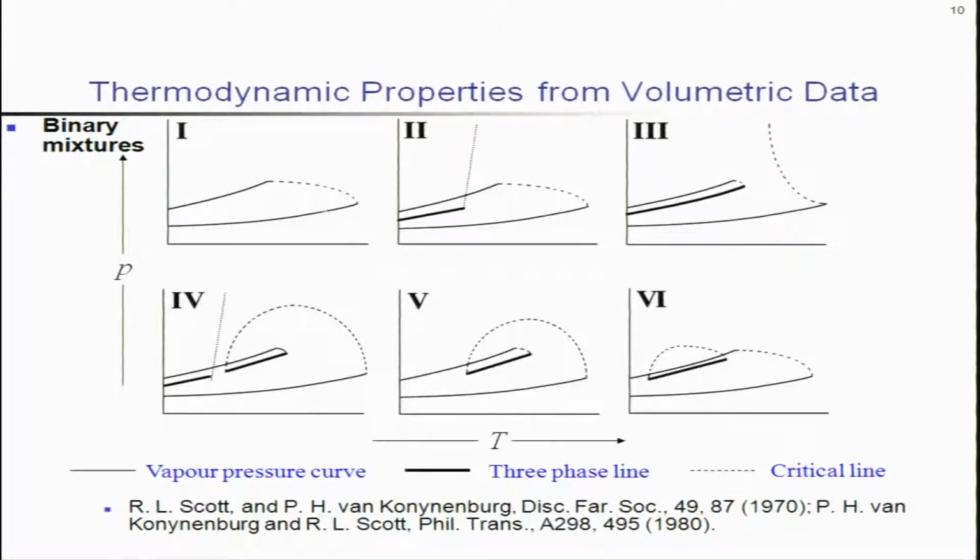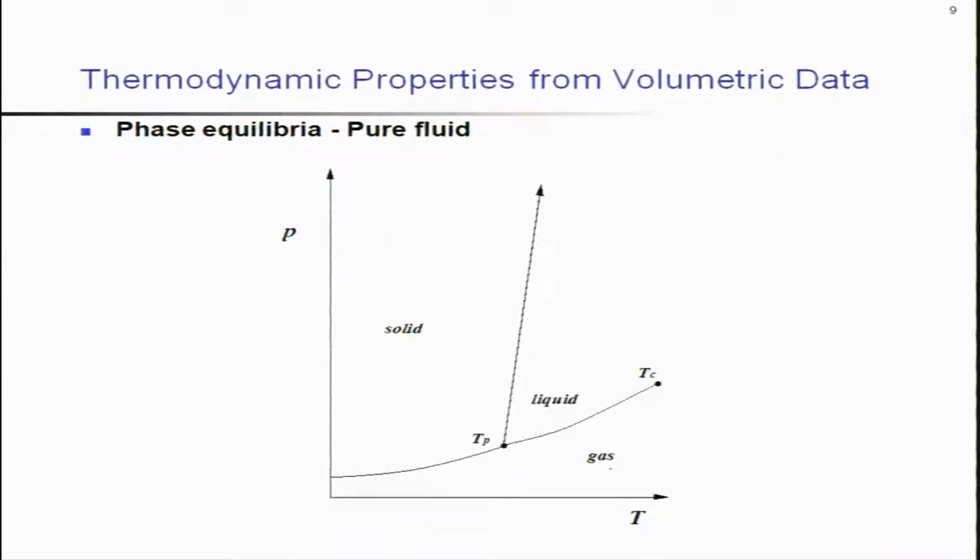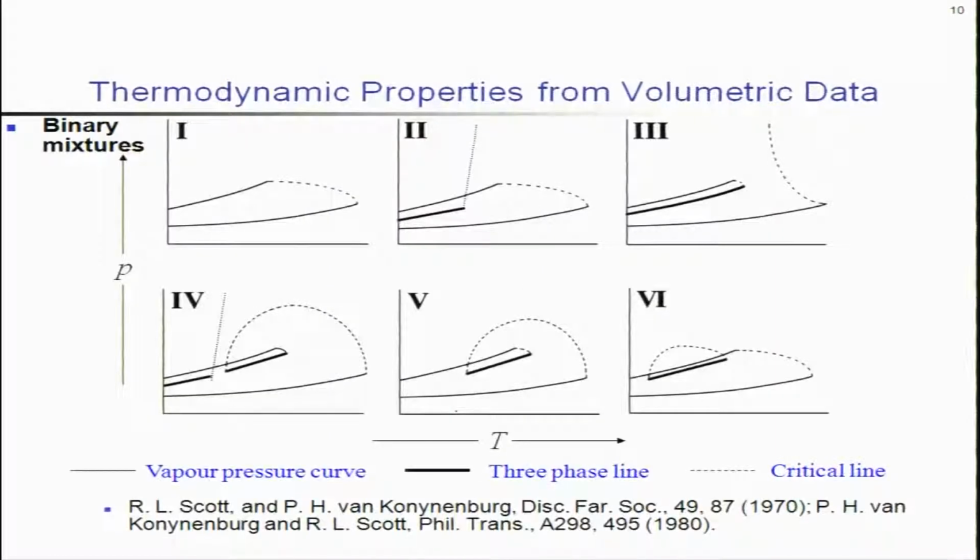Now, in addition to the vapor pressure line and critical line, you have the three-phase line where three phases coexist. Again, remember that for a pure fluid this is only one point as far as three phases are concerned on a PT diagram. But here there will be a line of such points, which is called the three-phase line, and that again depends on the composition. So, this is what we are drawing here, and different types would lead to different types of binary mixtures, and this is well described in this paper.